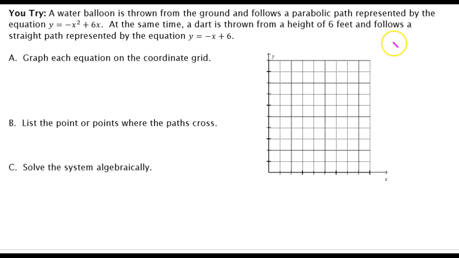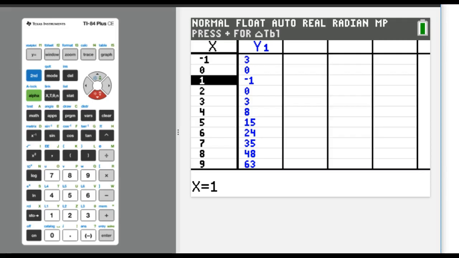And in the past lessons, we've told you to figure out the middle of your table by doing negative b over 2a. This one is a little bit different because it's an application. We're talking about it being thrown at time zero, and then at some point it's going to hit the ground. So it's a little bit strange, but we're always going to start at x equals zero, and then use as many x values as we need until we get back to zero. So I'm going to use my calculator.